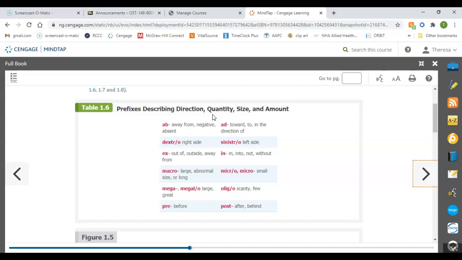You know, dexter means right side. Micro means small. Mega means large or giant. And make sure that you put all these on your cards.